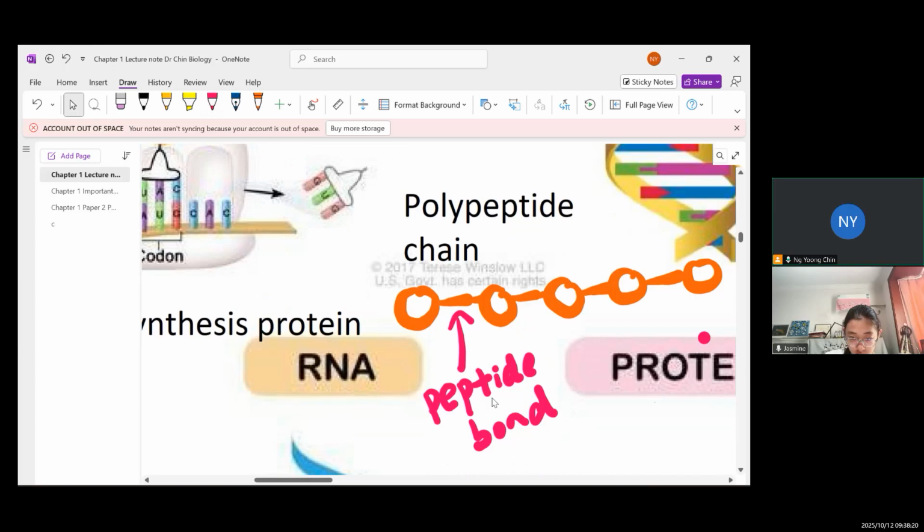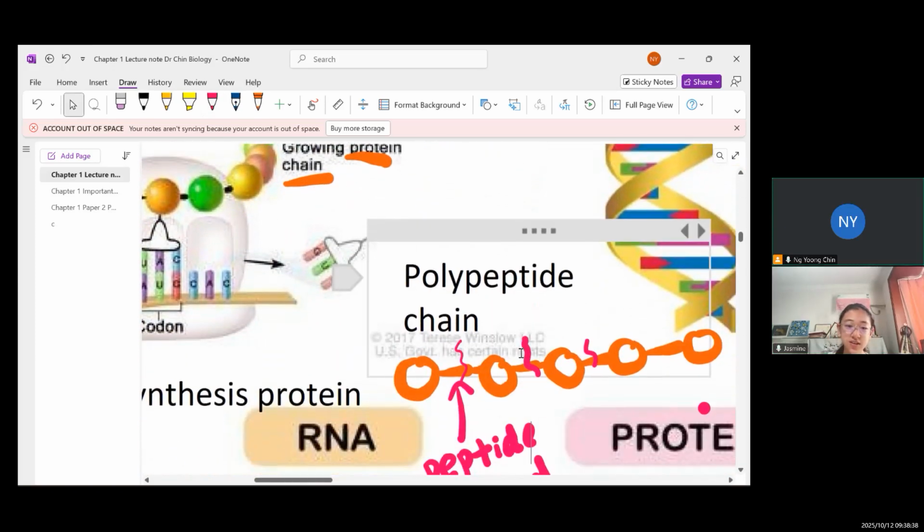I think you learned about enzymes before, right? So how are enzymes able to digest a protein? They will just break down this peptide bond. Like this, okay? They will just break down.